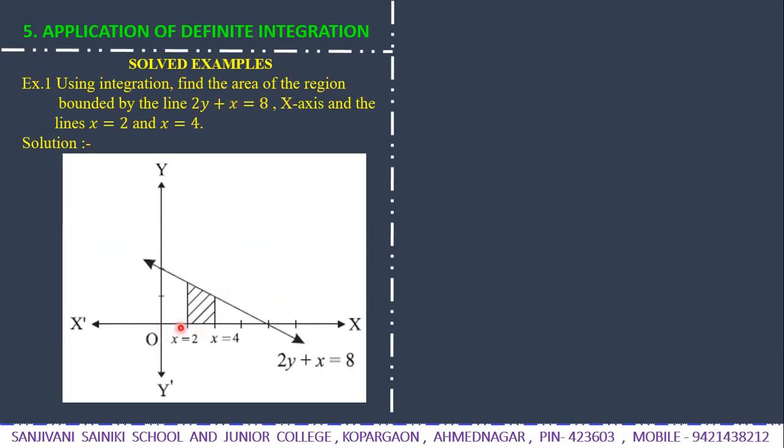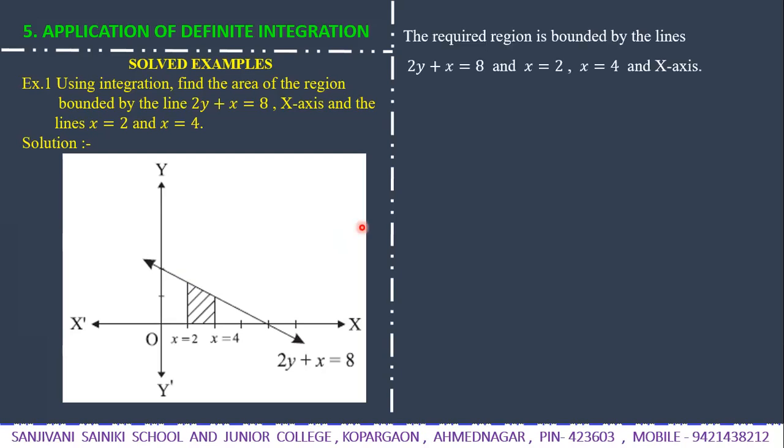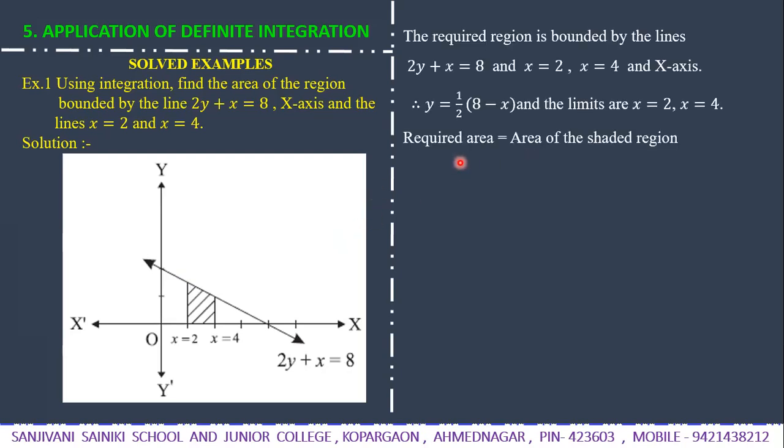Now the area is bounded by the x-axis and the lines x is equal to 2 and x is equal to 4. So these are the two lines. This area we want to find out. Since this is the area bounded by the x-axis, we will use the formula, integration from 2 to 4 of y dx. What is y? Y from the curve. What is the curve? 2y plus x is equal to 8. So what is y for that curve?